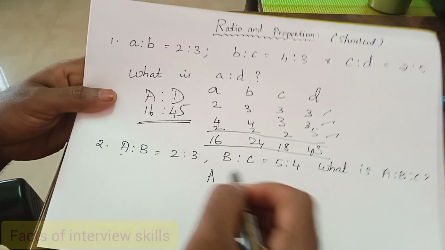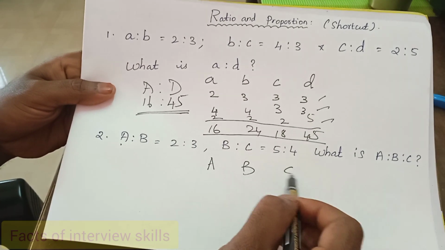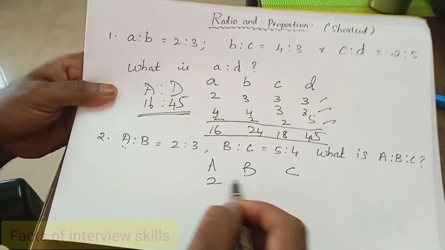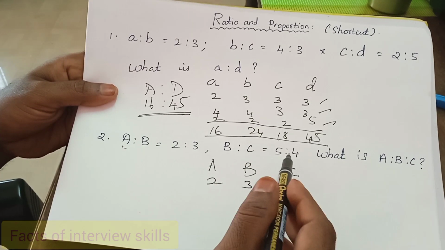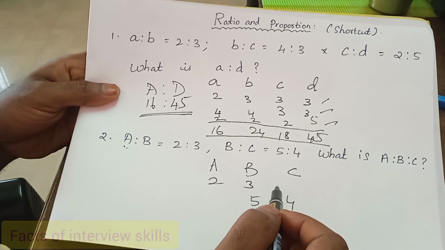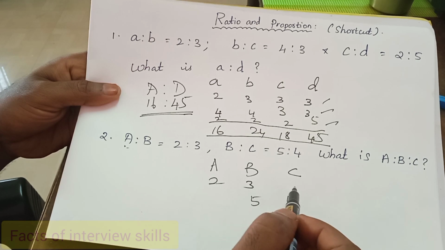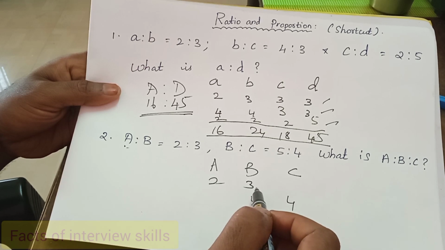Now write it down, A, B, C. A is to B is 2 is to 3. B is to C is 5 is to 4. Now we can fill the gap. How can we fill the gap? By taking the nearest number.